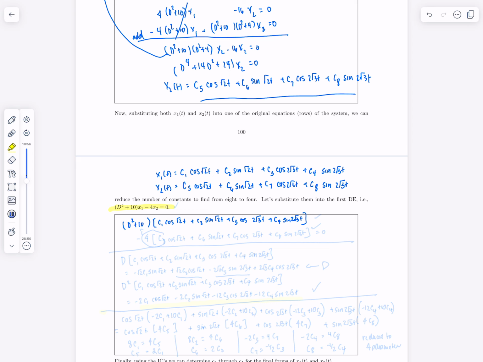Again, now we have to put in the x2. So that expansion, that operator, would have to be minus 4, right? So we're looking at this differential equation. We've got d squared plus 10 times what x1 is. Now we have to multiply minus 4 times x2. Well, it has this form: c5 cosine square root of 2 t. I mean, we're just copying down, same thing, just different constants, c6 sine square root of 2 t plus c7 cosine 2 times the square root of 3 t plus c8 sine 2 times the square root of 3 t, right?